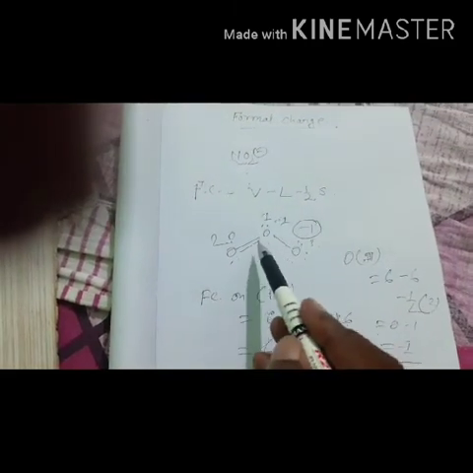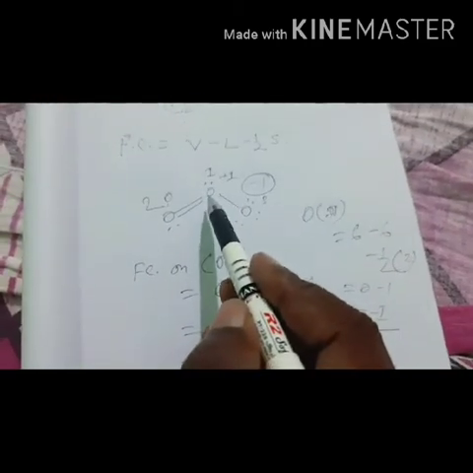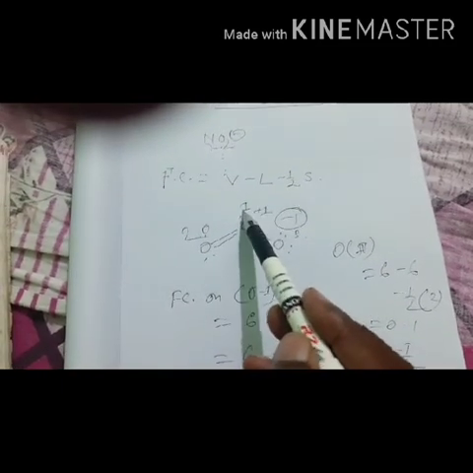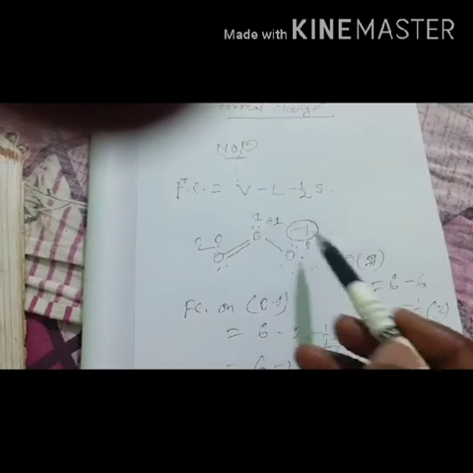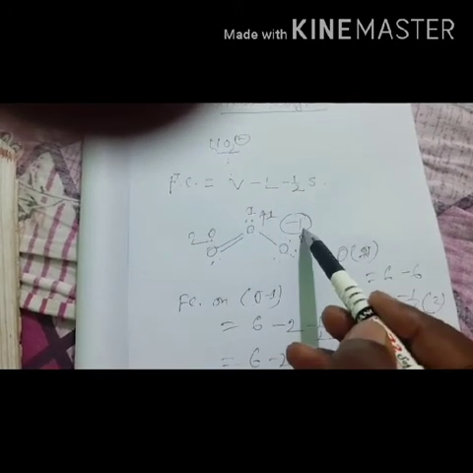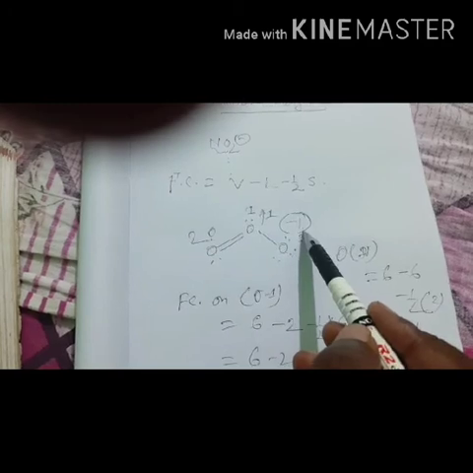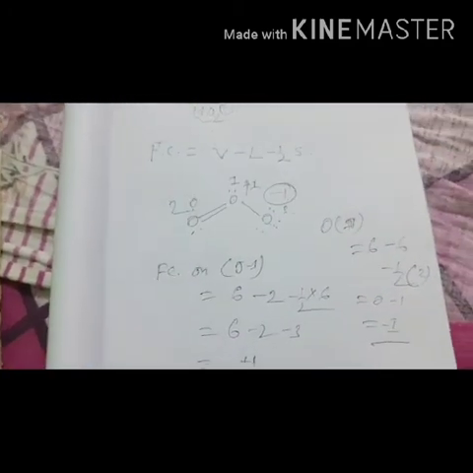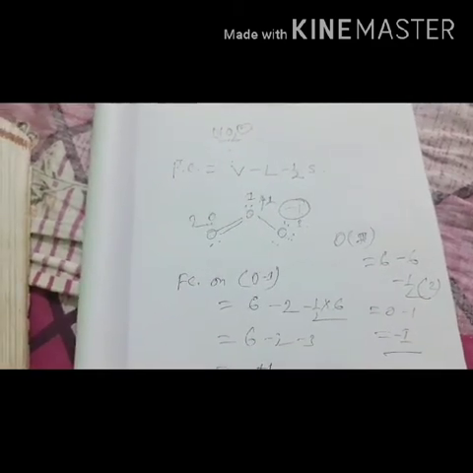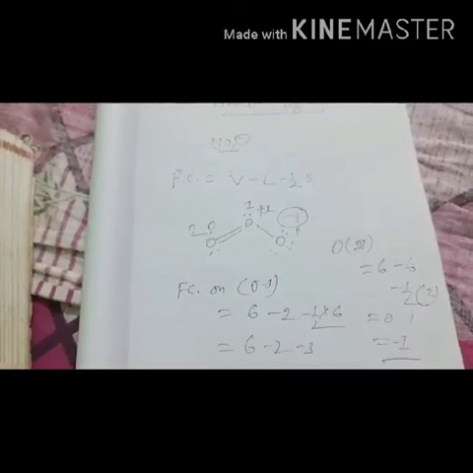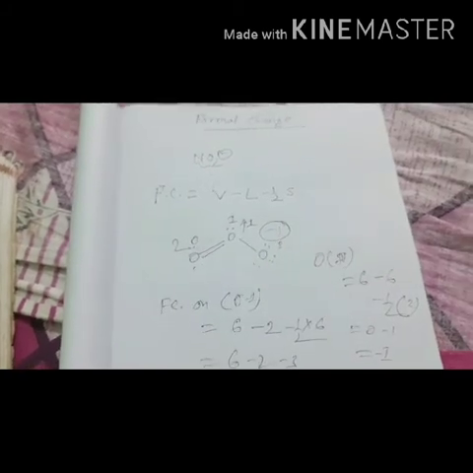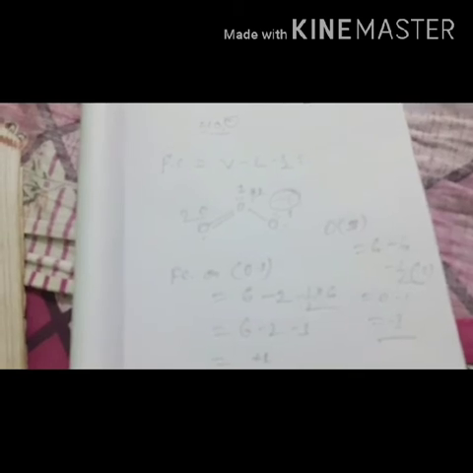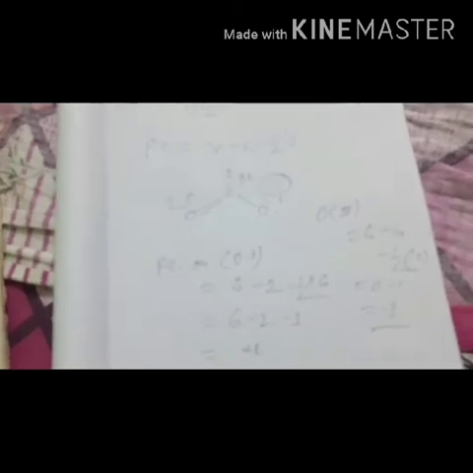Now see, ozone is a neutral molecule, but this oxygen atom acquires +1 charge and this oxygen atom acquires -1 charge. Plus and minus, so the overall charge will be 0. So in the case of polyatomic ions, the net charge is possessed by the ion as a whole, not by a particular atom. This is about the formal charge and how to calculate it.